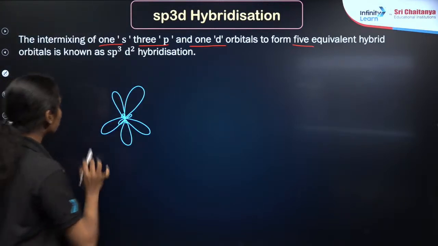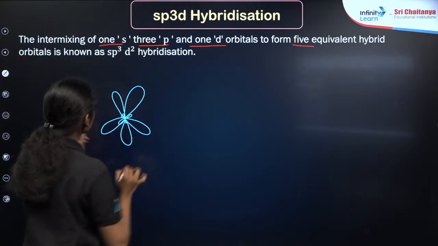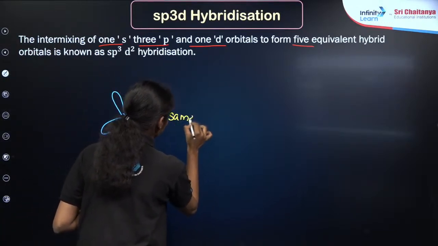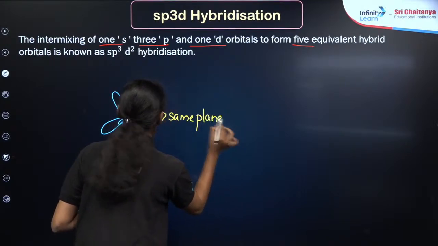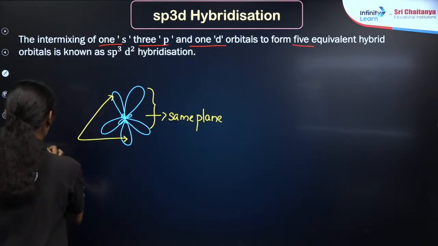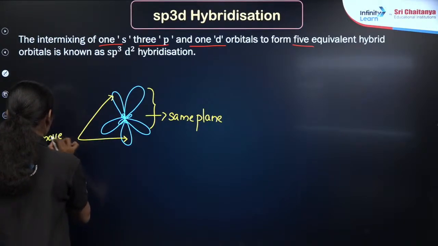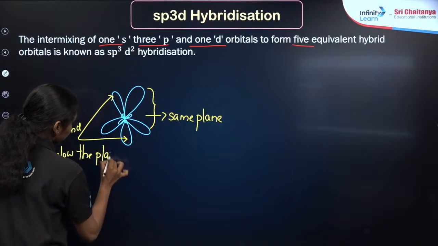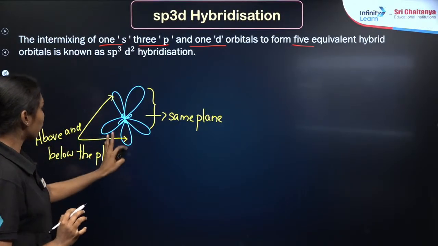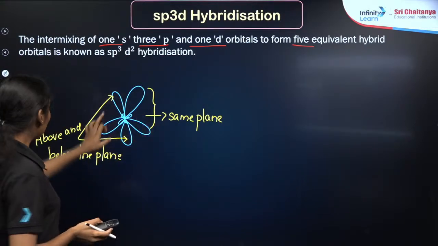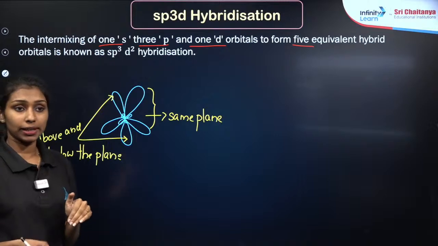While drawing this structure, the point to be noted is that these 3 sp3d orbitals should be in the same plane. Then these are the 2 hybridized orbitals which are above and below the plane, right? I know that my drawing is not perfect. Whenever you are drawing the structure, it must be noted that these three orbitals should be in the same plane, planar, and the other two will be above and below the plane, right?